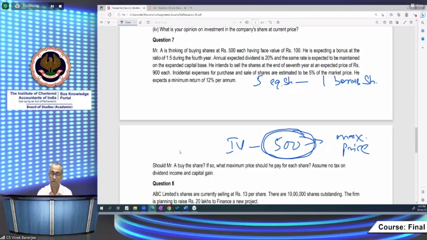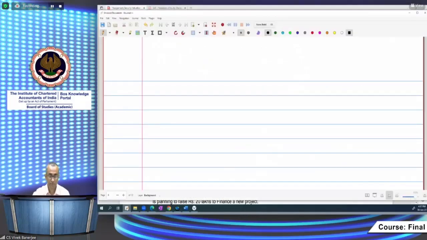So the question asks what maximum price should he pay for the share. वो एक्चुअली इंट्रिंसिक वैल्यू या प्रेजेंट वैल्यू ही होता है. पर हमें इस केस में इंसिडेंटल एक्सपेंसेस भी देखने हैं. वो जब हम क्वेश्चन को करेंगे तो ये चीज और क्लियर होगी. Assume no tax, कोई टैक्स असयूम नहीं करना है, on dividend income and capital gain. So now we have understood this question. Let us begin solving this question.